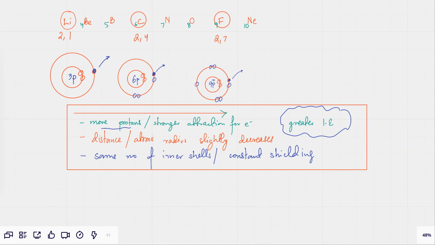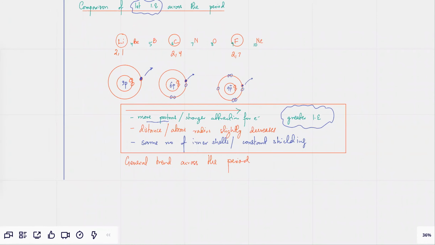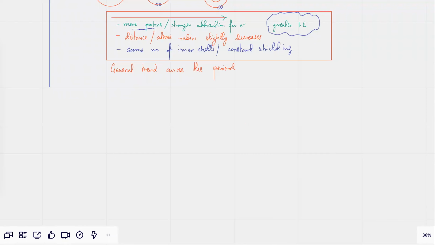But also remember this is known as the general trend. Make sure you know this. Make sure you know the reasons. It's not that difficult to remember, but do make sure you know all the factors that are going to matter when you move across the period. Is this clear to everyone? Yes.